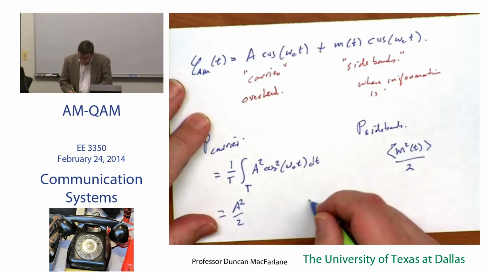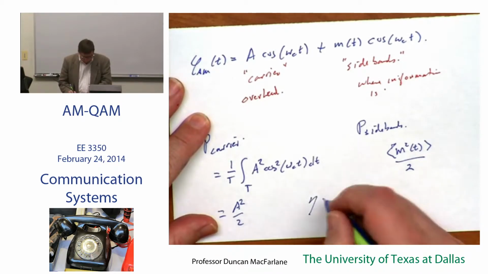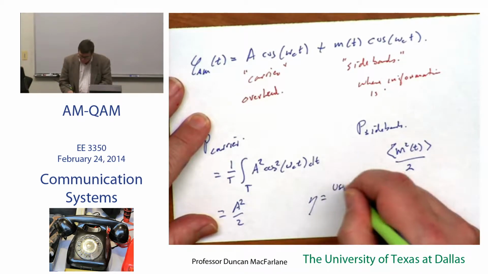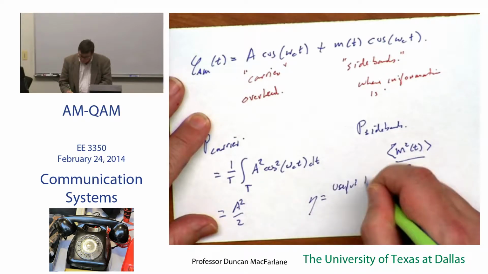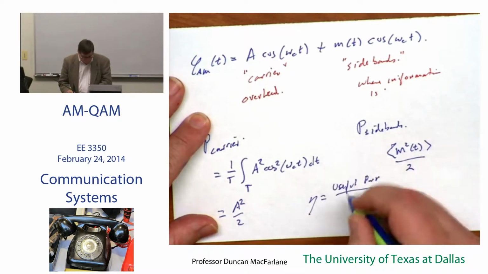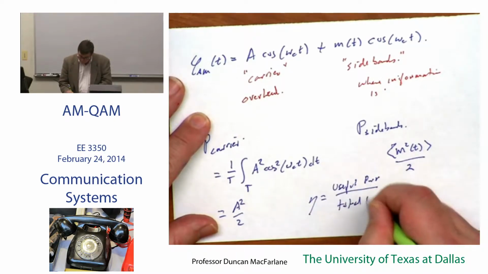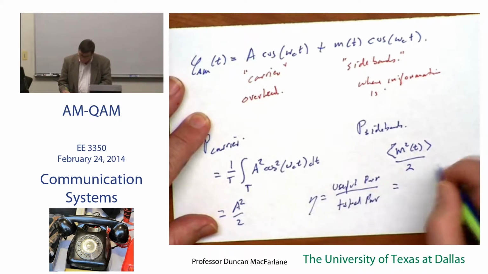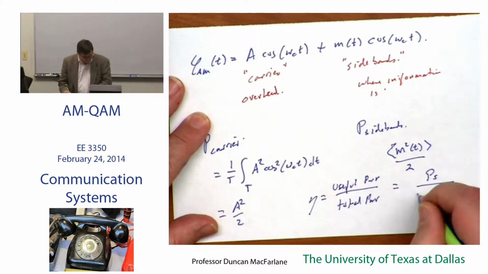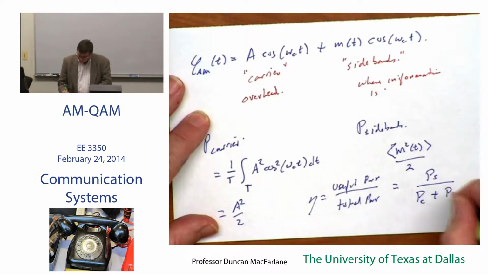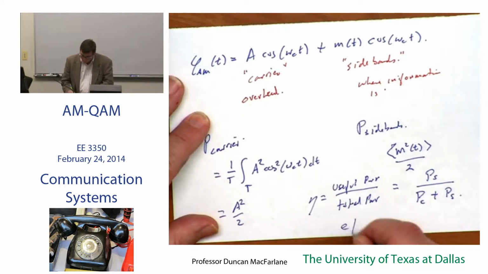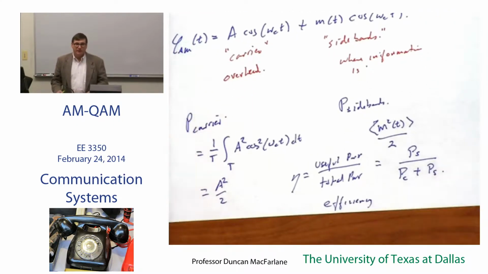So let's talk about the efficiency, and that's the useful power divided by the total power, and that's going to be the power in the sidebands divided by the total power, which is the power in the carrier plus the power in the sidebands. And that'll be the efficiency.